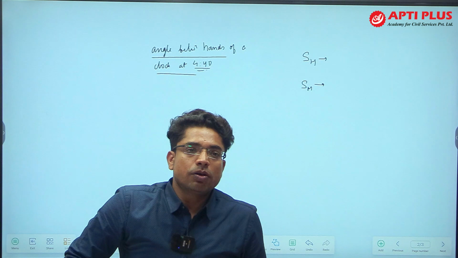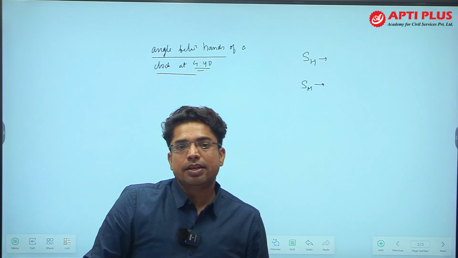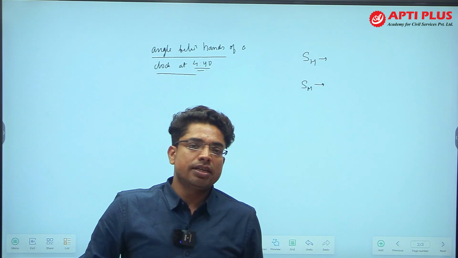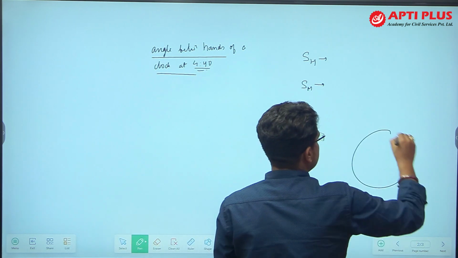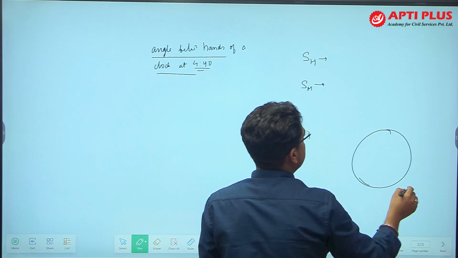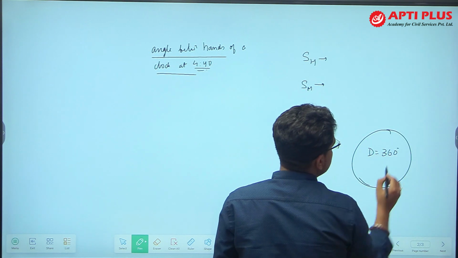Why? Because the hands of the clock are running around a circular track, whose entire distance can be considered as 360 degrees. So when we have a clock and the hands are running around this track, can I say the distance covered is 360 degrees in one rotation?